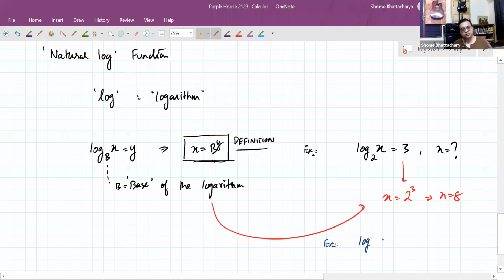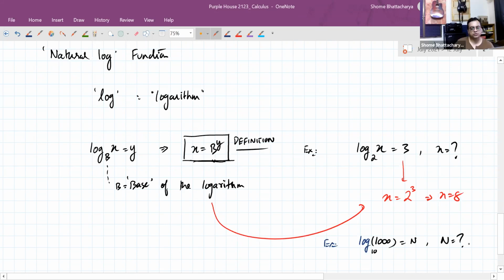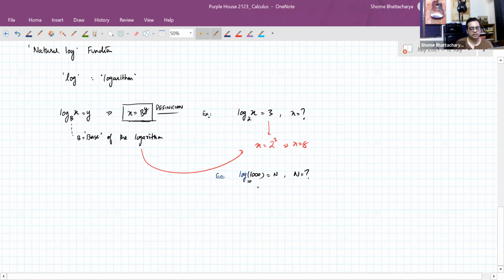So for example, if I ask you that log of 1000 to the base 10 is equal to n, find the value of n now. Can you tell me how much this is? 3, very good. So 1000 is 10 to the power 3. That means the value of log 1000 to the base 10 should be 3. So this is the basic idea of log. What we understand here is that 1000 should be equal to 10 to the power n. So 10 to the power 3 is equal to 10 to the power n. That means n is equal to 3.